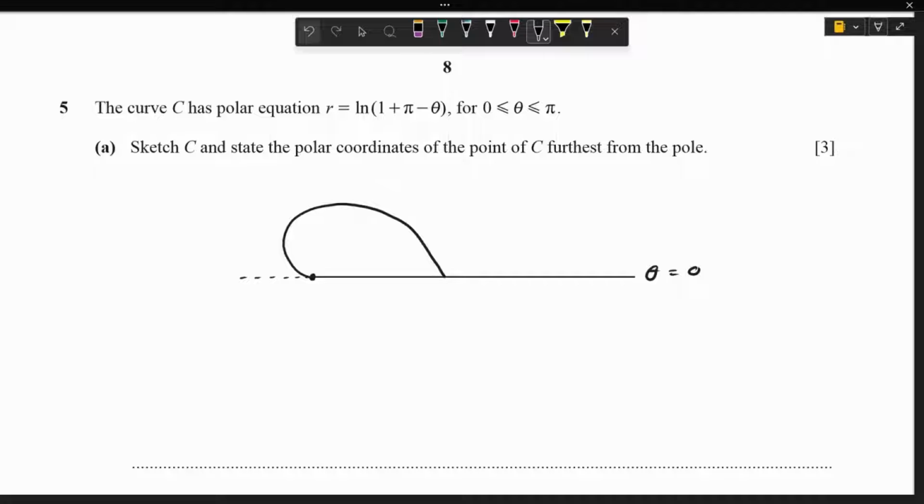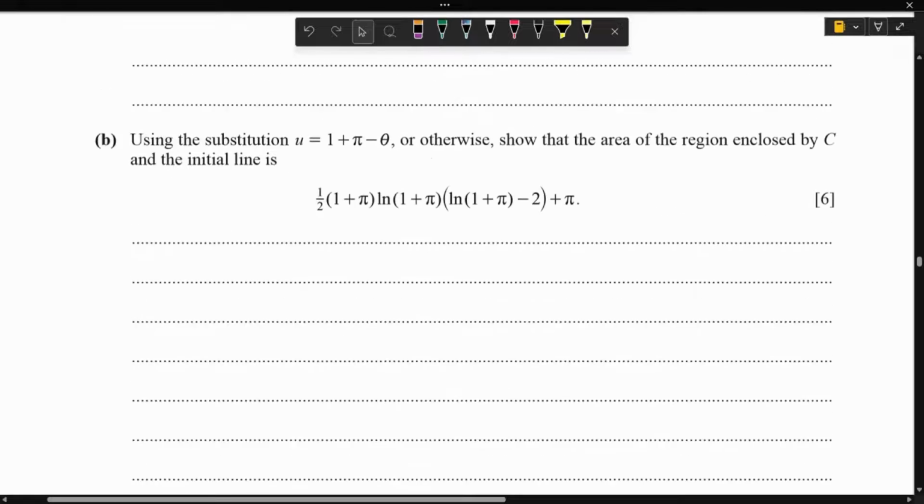Alright, now the question says we should state the polar coordinates of the point of C furthest from the pole. Now the point furthest from the pole should be this point here, and that's when theta is equal to 0. So when theta is equal to 0, r will be ln of 1 plus pi, and theta will be 0. So these are the coordinates of the point furthest from the pole. Let's move on to part B.